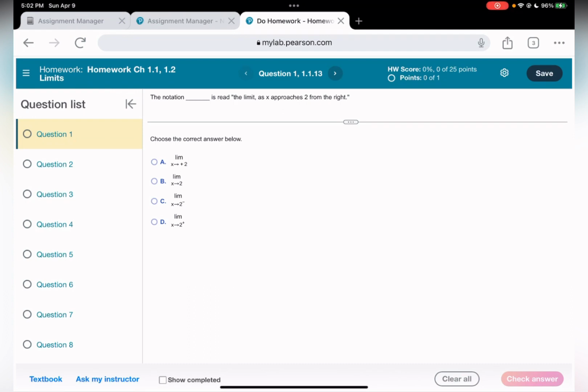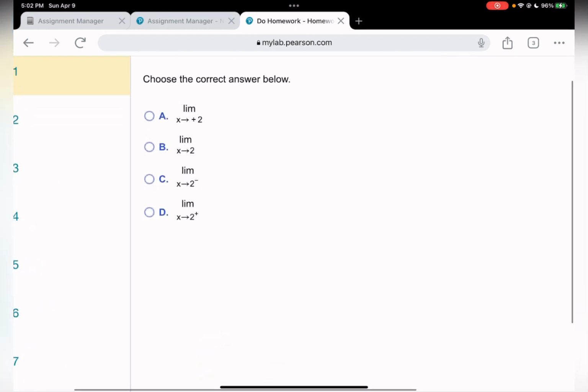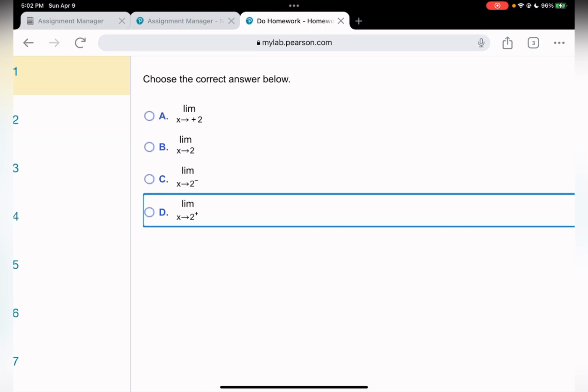Therefore, the notation is read as the limit as x approaches 2 from the right side. The right side is our positive side, right? From the right approaches 0, which means in this case we are going to have the limit 2 to the power from the positive side, this one.